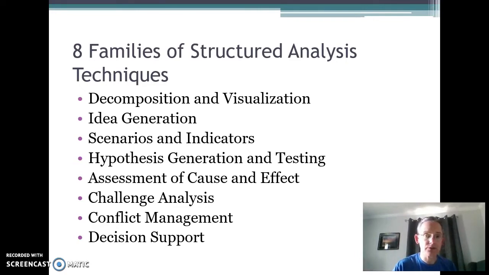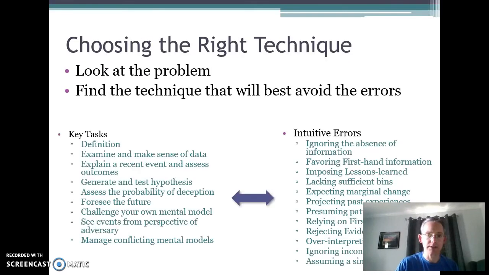There's 8 families of structured techniques that your book talks about. Each one of these is kind of key. So think about all of these. If you're approaching a problem, which one of these is the most effective one to use? And you might use multiple, to be able to actually decompose a problem and do the analysis on it. But this is just a good way to categorize some of the approaches and effects.